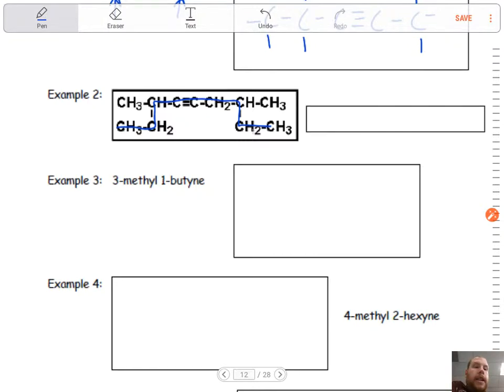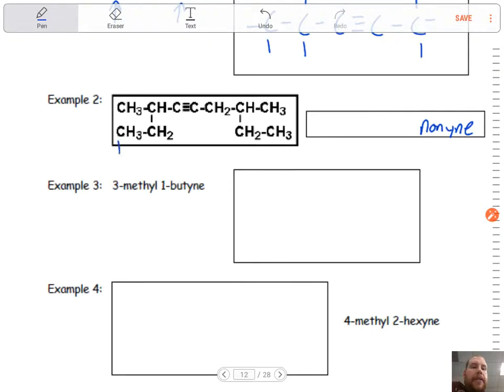All right, along this, I've got my prefix non, and the ending is going to be "-ine" because there's a triple bond in there. So now start going through and labeling. Either way, it's going to be the same thing, because this is a symmetrical looking molecule. I'm going to start over here on the left. 1, 2, 3, 4, because that's where it's going to be the least number of carbons for my triple bond. 5, 6, 7, 8, 9.